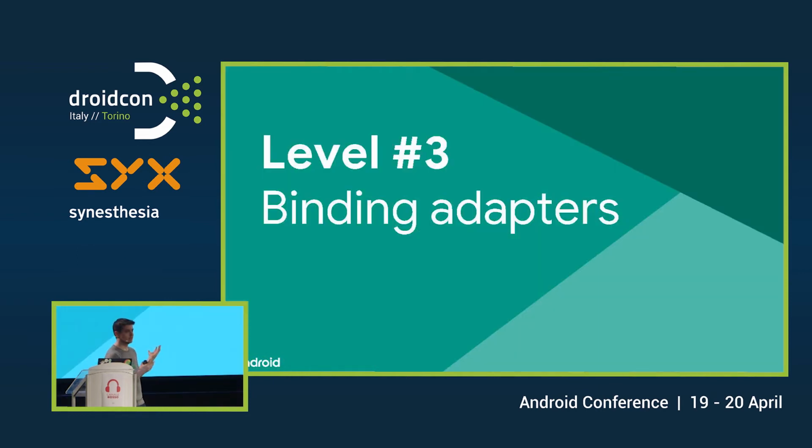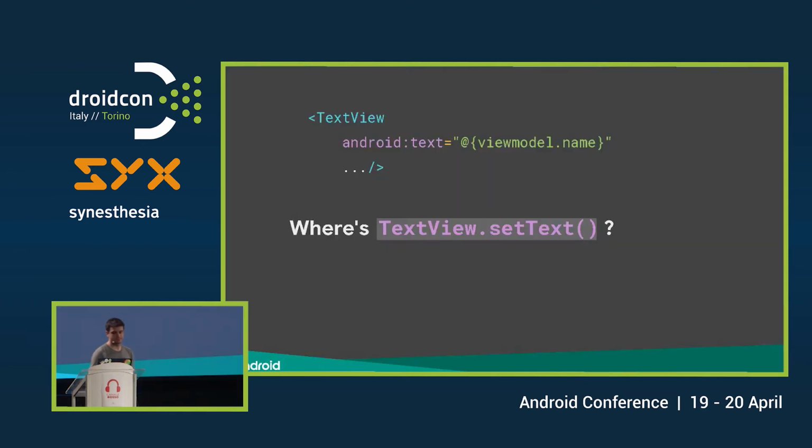80% of the magic is in here: binding adapters. Super important topic, and I'm going to spend like 50% of the talk on this. So remember when we took this for granted? Remember when I told you that if the layout expression returns a string and we apply it to a text attribute, that is going to be displayed on the screen? Well, data binding is not doing anything magical. It's actually calling setText somewhere. So the question is, where is it?